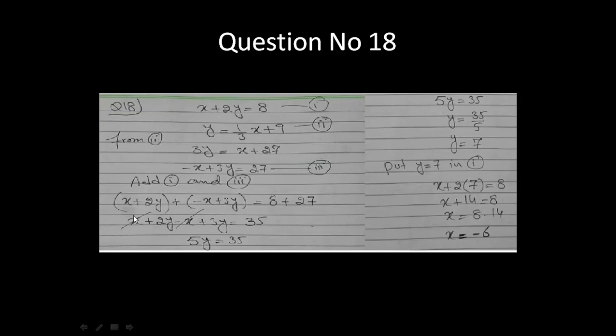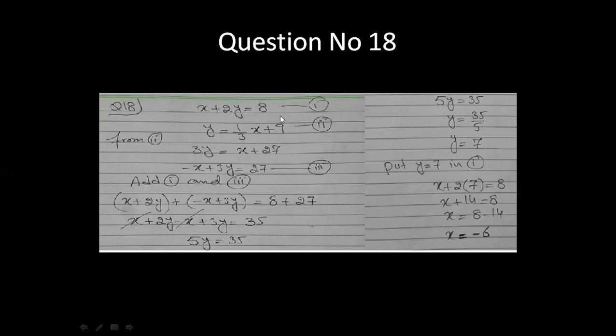Add the third and the first equation. So you will have x and minus x will be cancelled. 2y plus 3y will be 5y. 8 plus 27, 35. So 5y equals to 35. Y is equal to 35 by 5. So y will be 7.